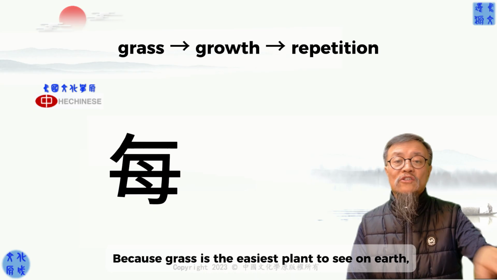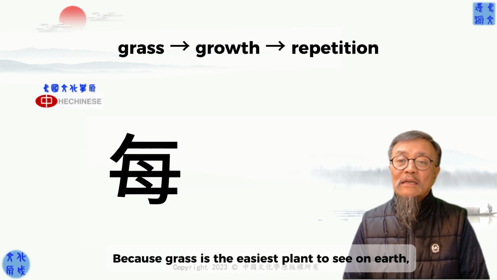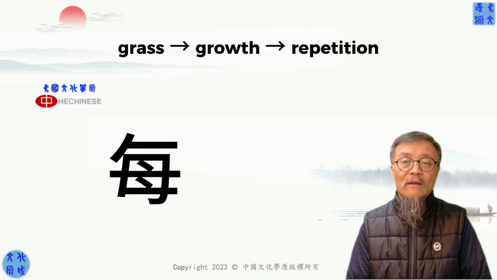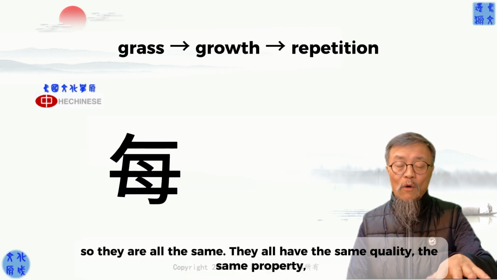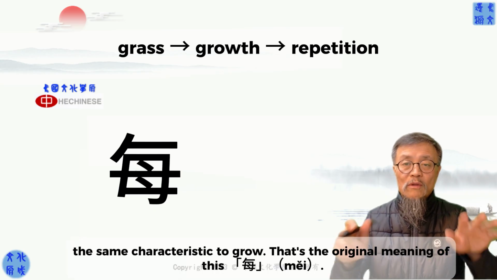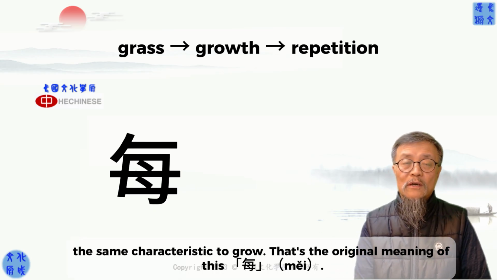Because grass is the easiest plant on earth to see. So they are all the same. They all have the same quality, same property, same characteristic to grow. That's the original meaning of this may.